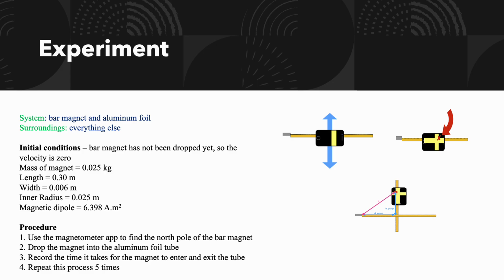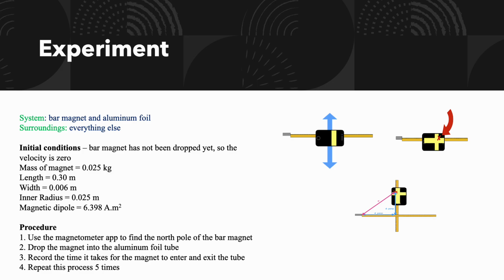The mass of the magnet is 0.025 kg, length is 0.30 meters, width is 0.006 meters, and inner radius is 0.025 meters, and the magnetic dipole calculated from lab 4 is 6.398 A times m squared.